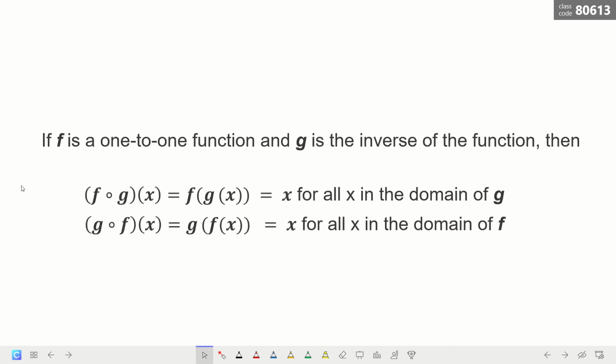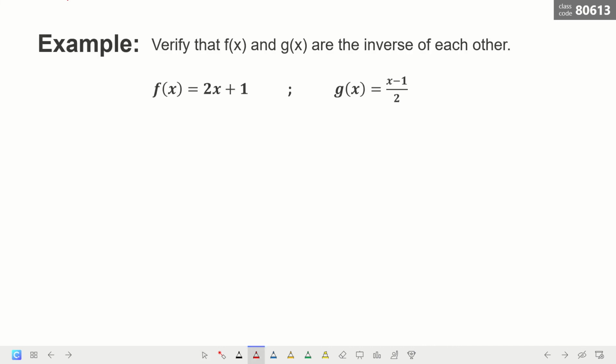So, property number 2. Dapat, if we perform this composition of function, ang sagot niya is x. So, sagutan natin. Dito natin ilagay. Yung una, f composed of g of x must be equal to x. And then, yung property number 3 natin is g composed of f of x is equal to x. Dapat pareho silang magiging equal sa x.